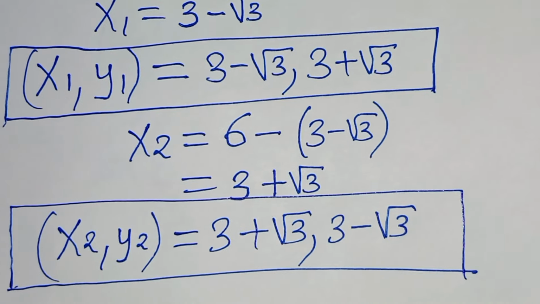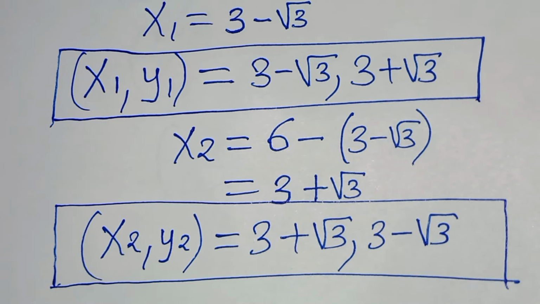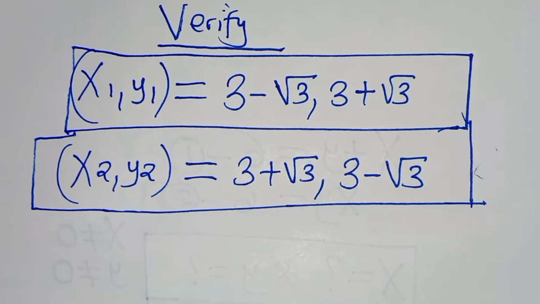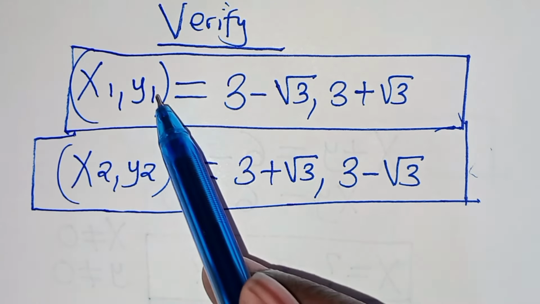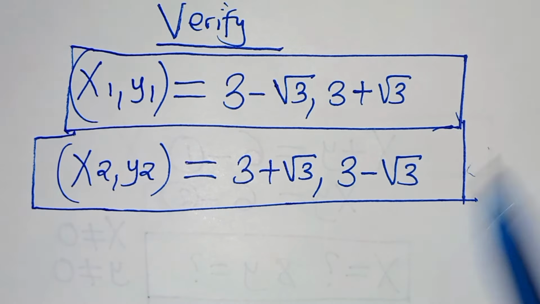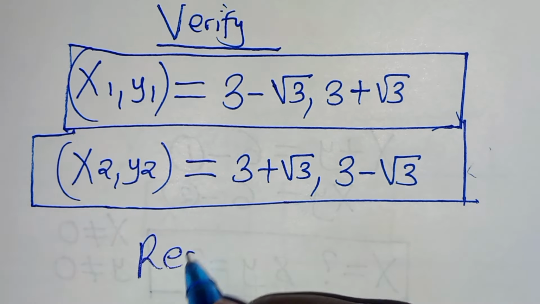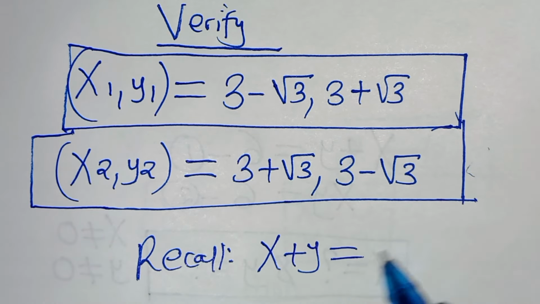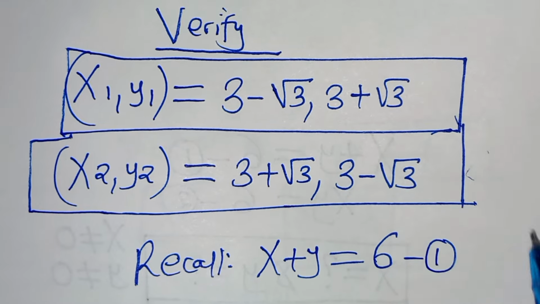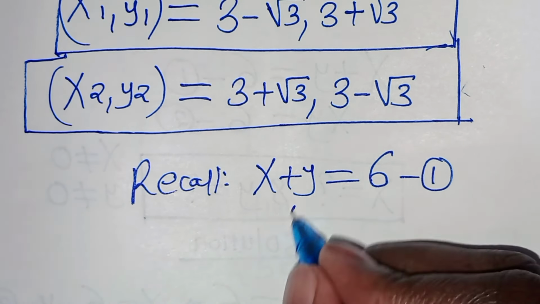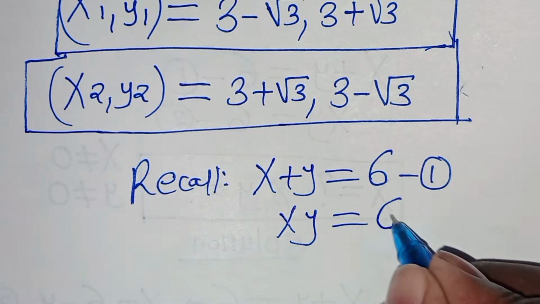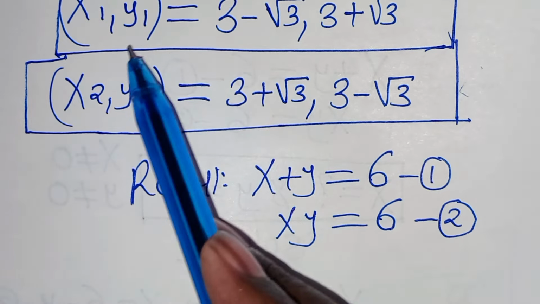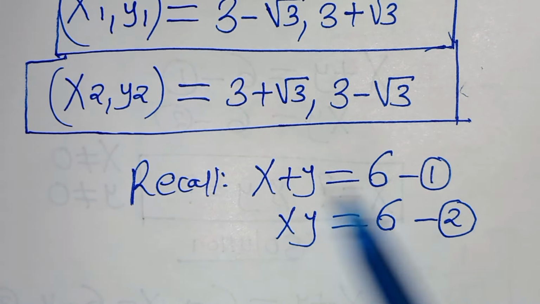The next step from here, let's verify that these two sets of solutions satisfy the equation. Now let's verify that x1, y1 and x2, y2 satisfy the equation. Now, if you recall, we had x plus y equal to 6, this is equation 1, and x times y equal to 6, and this is equation 2. So let's start to verify x1, y1 by applying equation 1 here.